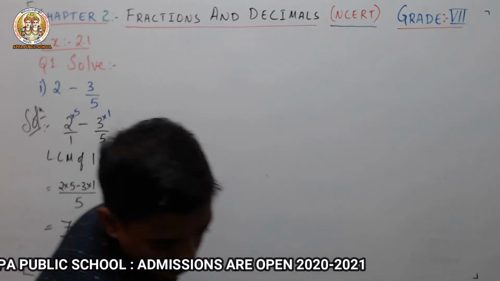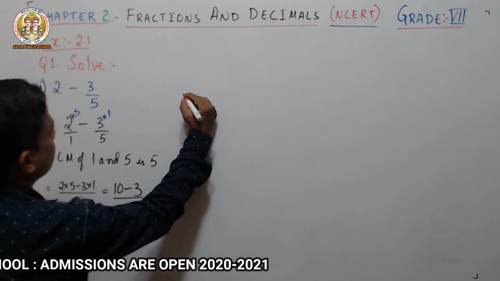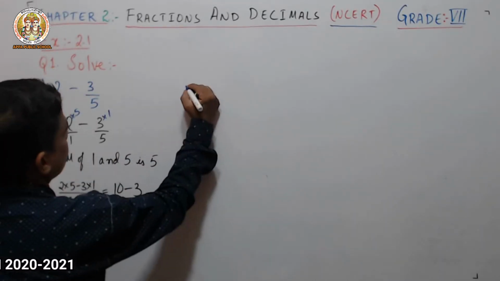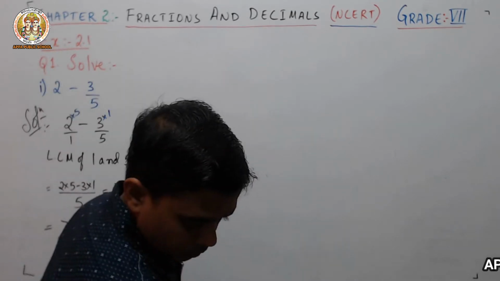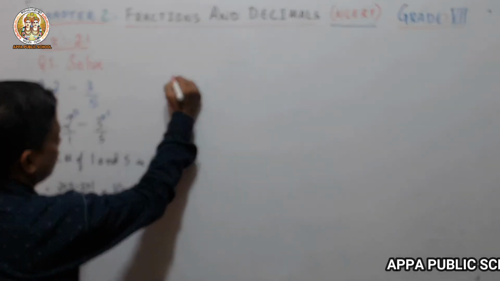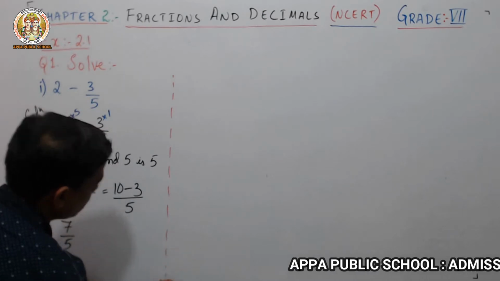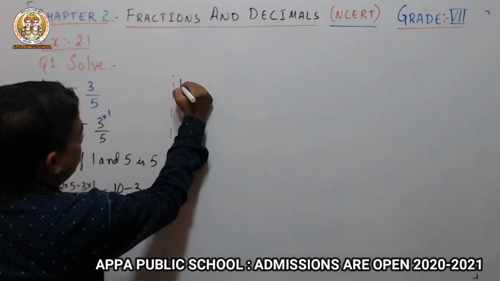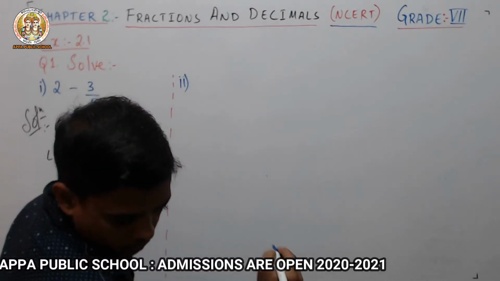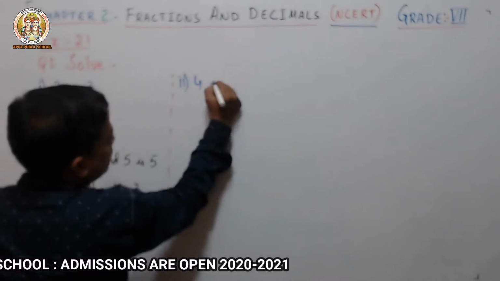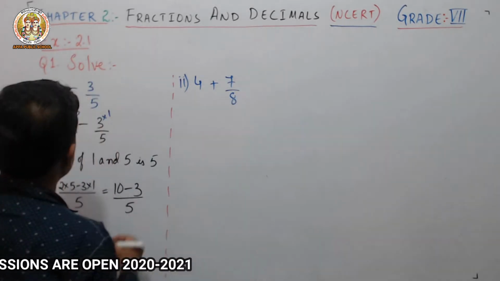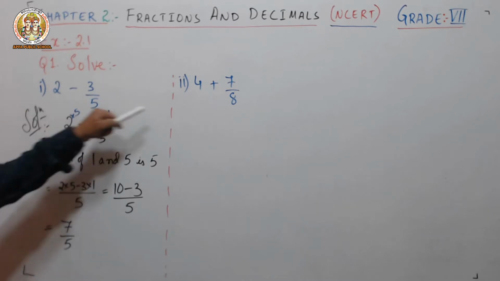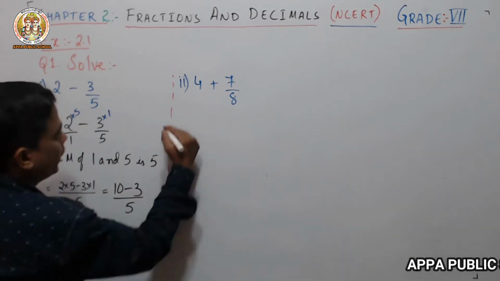What is the next question? 4 plus 7 by 8. Second bit. What is the question? 4 plus 7 by 8 is the question. So how to solve? See, in the previous question it was subtraction. Now it is addition. Once again you have to take an LCM.